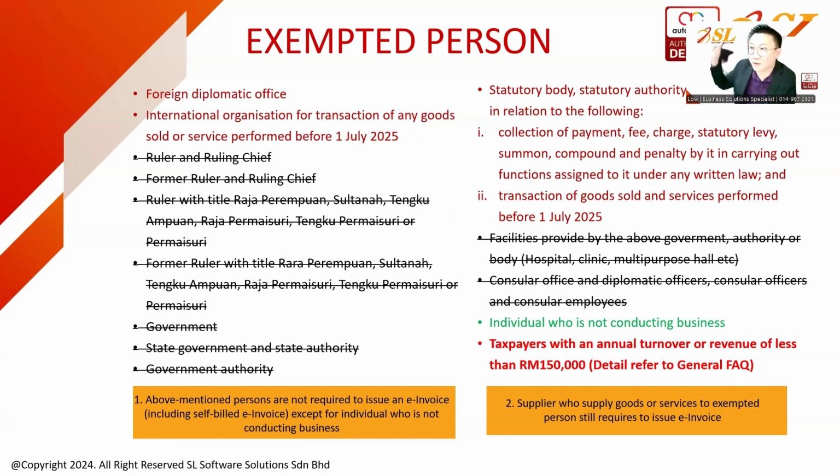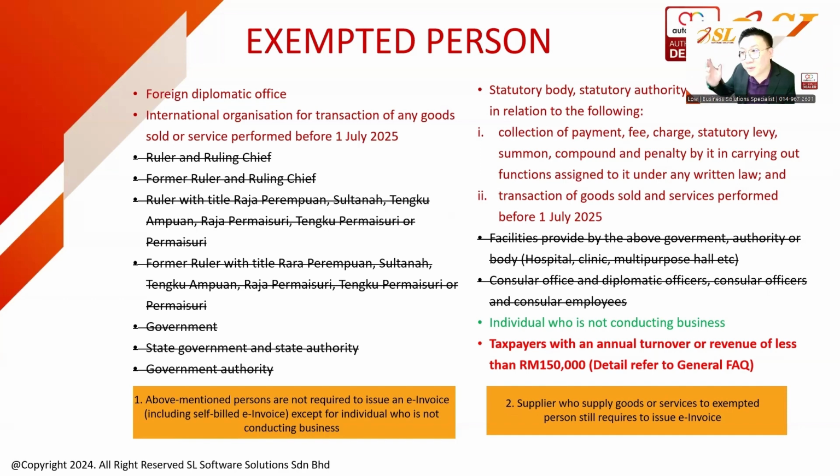Like parents very rich, they got a lot of rental, collect every month. That one is still considered individual, not conducting a business. Suri Roma, investor, purely invest, no business. All this is considered individual not conducting a business. If you're doing business with them, you sell to them, they need e-invoice, you send e-invoice. If they don't need e-invoice, you just give them a normal invoice.